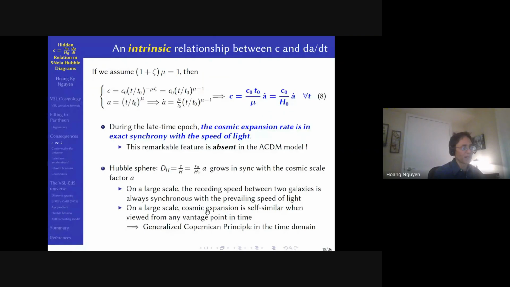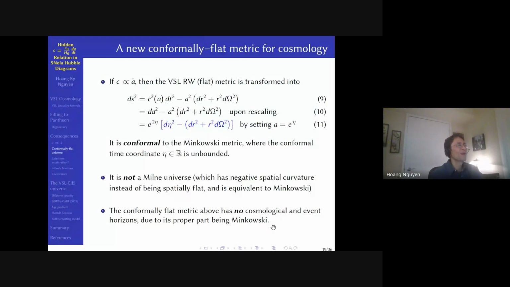And I'm going to skip this one because that means that, in principle, we know the Copernican principle, that we are not in any privileged location on a large scale in the universe. But not only that, this relationship means that we are not in any special time whatsoever in the universe. So that will generalize the cosmological principle into the time domain.